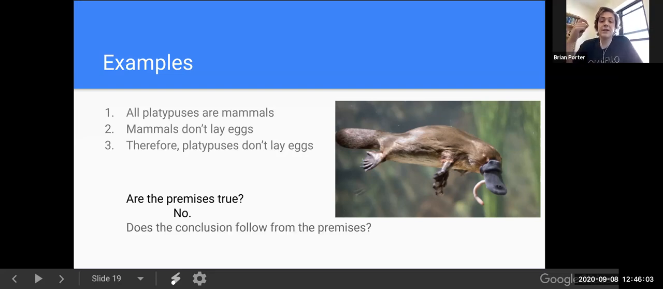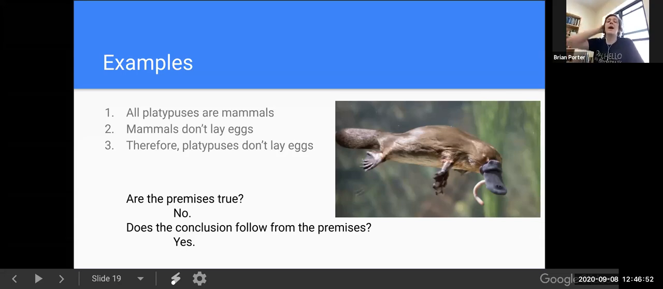But let's ask our second question. Does the conclusion follow from the premises? Well, yes it does. Because if premise two were true, then these premises would mean the conclusion had to be true. Because if platypuses are mammals and mammals don't lay eggs, then platypuses would not lay eggs because they're mammals and mammals don't lay eggs. That is a conclusion that definitely does follow from these premises. And so the answer is yes. If the premises were true, the conclusion would have to be true. So the conclusion does follow from the premises.